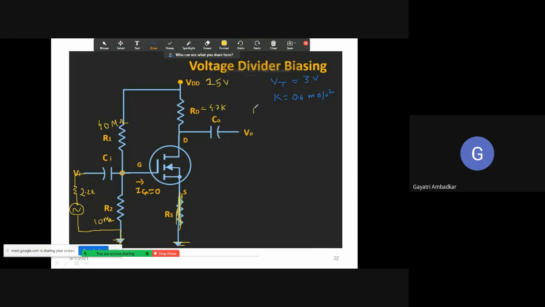Okay, what you have to find? You have to find VGS, VDS and ID, or I will say in short, find the operating point. Threshold voltage is given to you. So how to start the problem? See, first thing, VGS can be easily found, but now you have to find the operating point, so you are doing DC analysis.